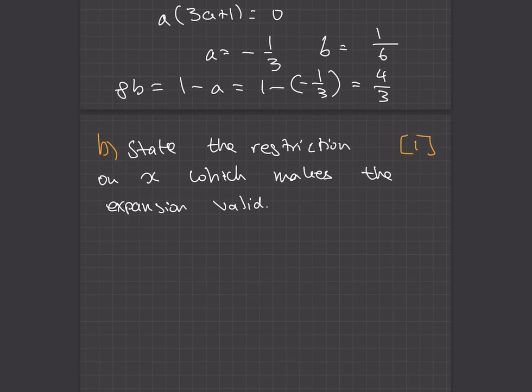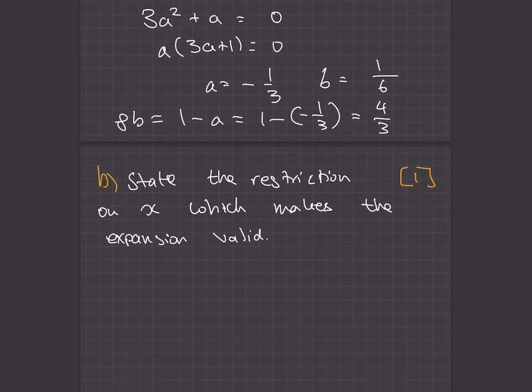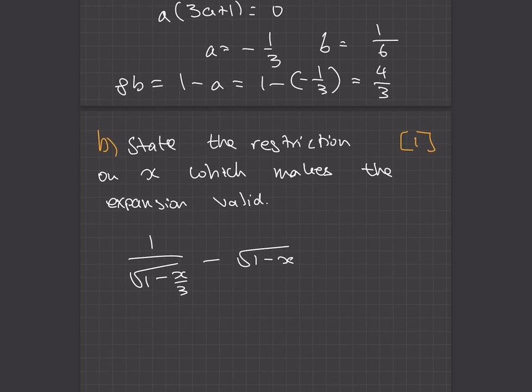So the final part is just 1 mark. And basically, it asks us to state the restriction on x, which makes the expansion valid. So, real quick, I'm going to copy down what we had before. So it was 1 over square root 1, and then minus x over 3, because ax, minus 1 minus x. So, individually, we know that this here and this here, they have some restrictions on x. And the general rule is that the absolute value of the x term, which in this case is x over 3, must be less than 1.